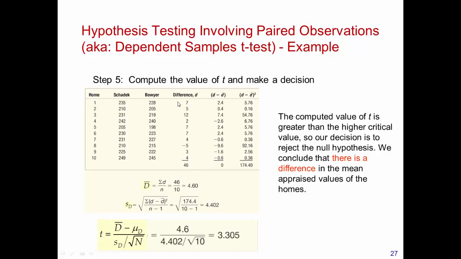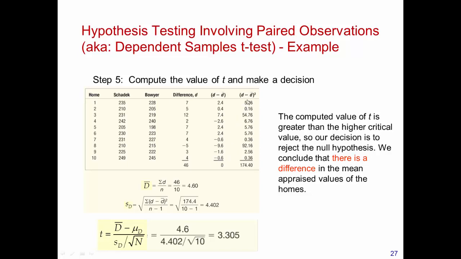So we calculated the difference, which was simply subtracting Bowyer from Shadek to find 7 in this one, and we did that for each of the sample homes that we had. We summed all of that up to get our average, our D bar, so we had 46 divided by 10 homes, and we got 4.60. Then we took the D, or the difference, minus the D bar value to get our D minus D bar values for each of the 10 homes. And of course, when you add all of those up, they should equal 0.